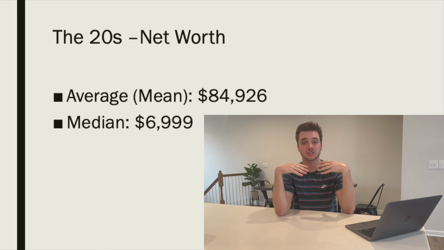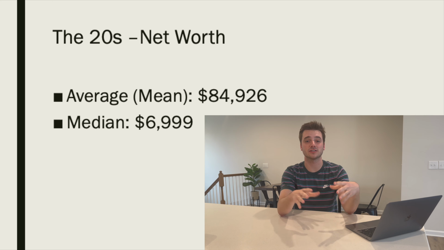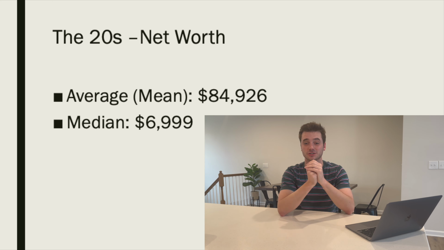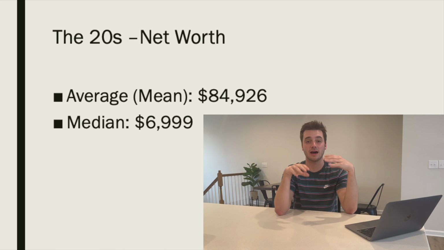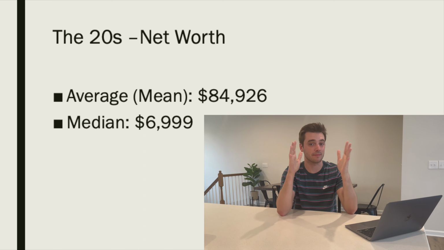The first group are those in their 20s, and let's jump right into the numbers. The average net worth for someone in their 20s is $84,926. Now, the median net worth for the same age group is $6,999. You see that big difference there, right?